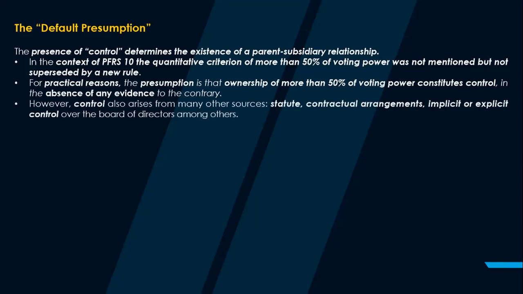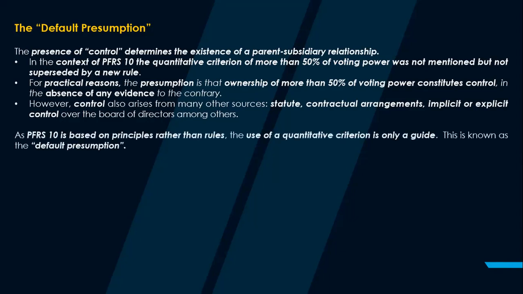However, control also arises from many other sources: statute, contractual arrangements, implicit or explicit control over the board of directors, among others. As PFRS 10 is based on principles rather than rules, the use of a quantitative criterion is only a guide. This is known as the default presumption.